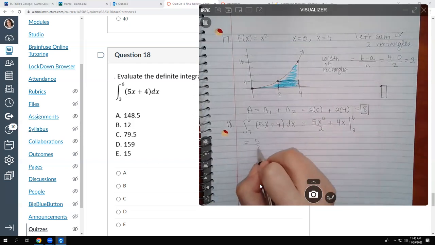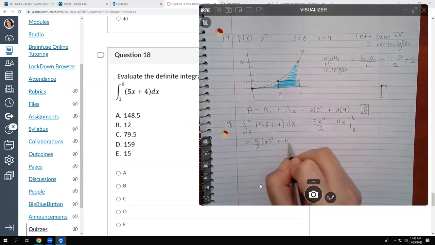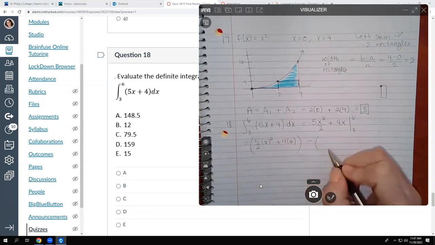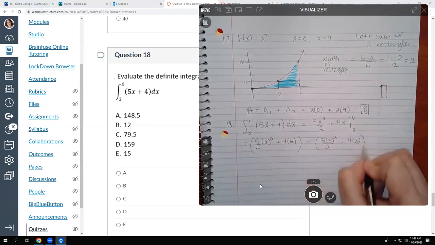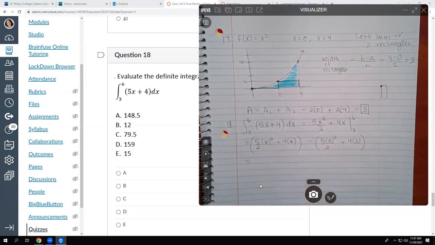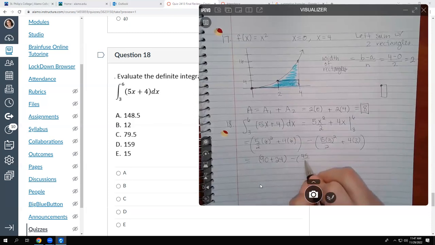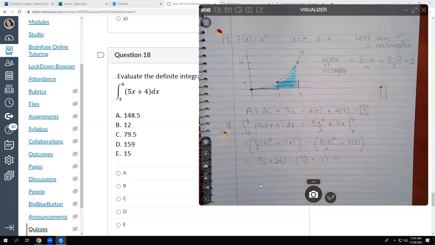So we're going to plug in 6, and then we're going to plug in 3 and subtract the two values. So let's see, I get 36 divided by 2 is 18. 18 times 5 is 90 plus 24. 9 times 5 is 45, over 2. So let's see, 90 plus 24 minus 45 over 2 and then minus 12.